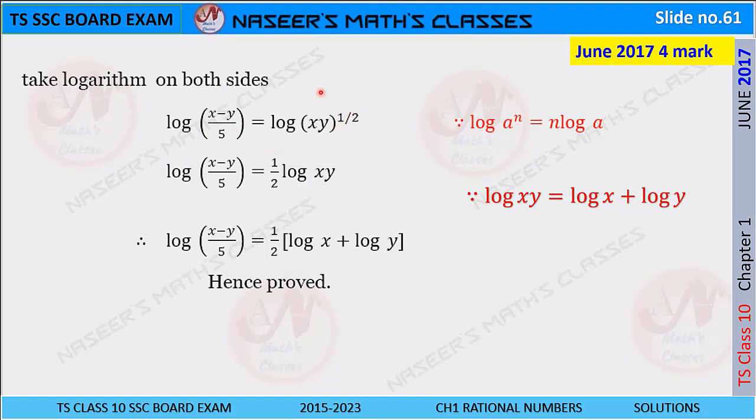Here this is in the form of log a power n is equal to n log a. Then we can write it as 1 by 2 log xy. Here log xy is in the form of log xy is equal to log x plus log y. So log xy is written as log x plus log y. Therefore, log of (x minus 5) by 5 is equal to 1 by 2 times of (log x plus log y). Hence proved.